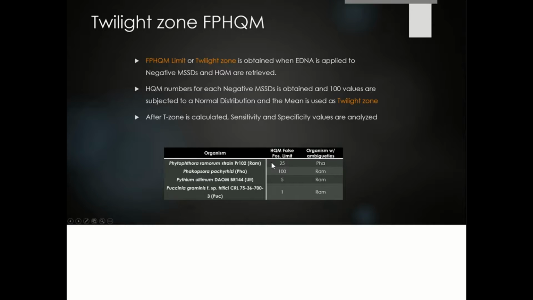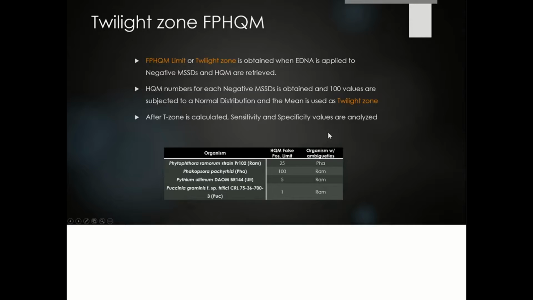If it's lower than 25, I might be sure that this is negative. And this is pathogen dependent, so it has to be an analysis for each pathogen. Like for Puccinia graminis, we can use one false positive high quality match as a twilight zone, or T-zone. So whatever is higher than one high quality match is considered positive based on our analysis, and whatever is lower, which would be zero, would be considered negative.